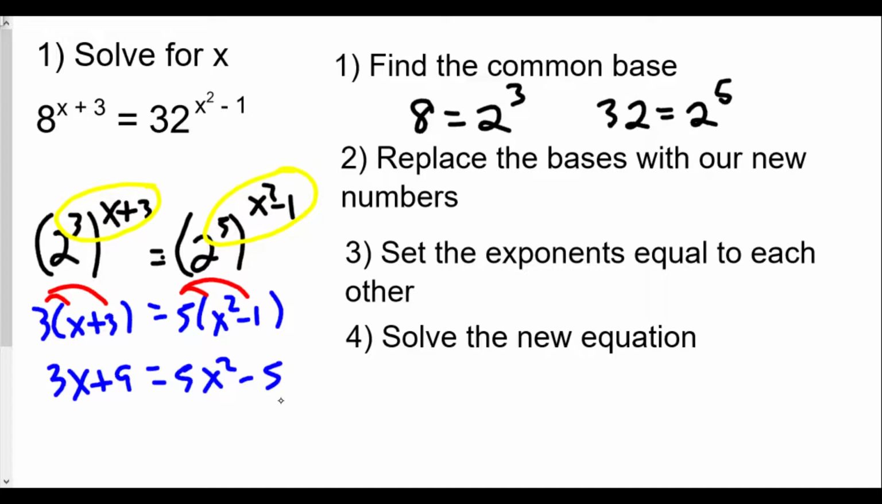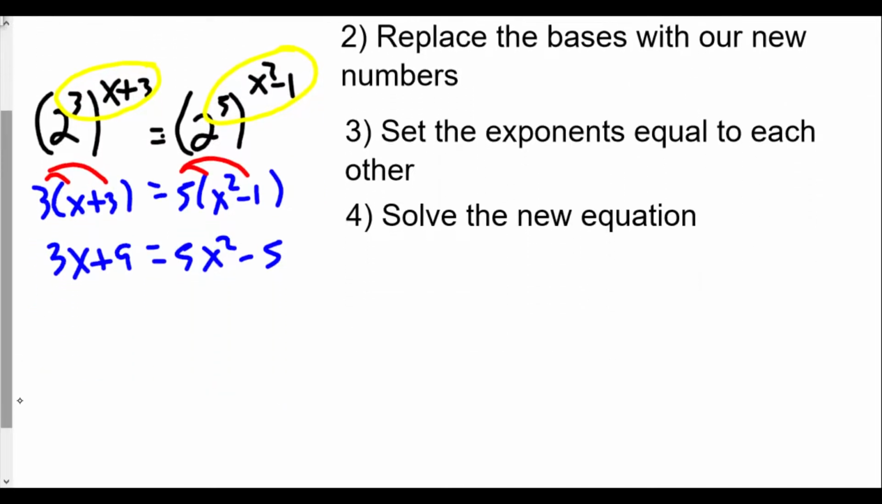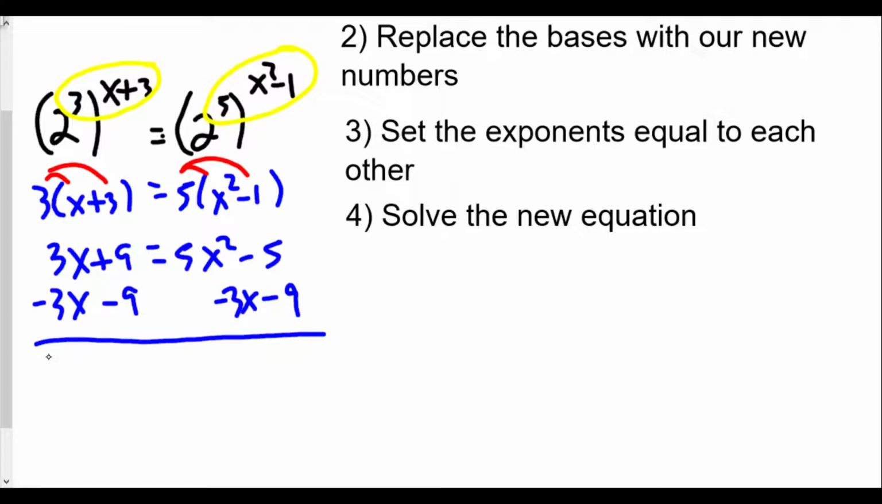So at this point, it's a quadratic equation, so I'm definitely going to move items over to one side and set the equation equal to 0. I like having my x squared be positive, so I'm going to subtract 3x on both sides, as well as subtract 9 on both sides. And so we're going to get, in this case, 0 is equal to 5x squared minus 3x minus 14.